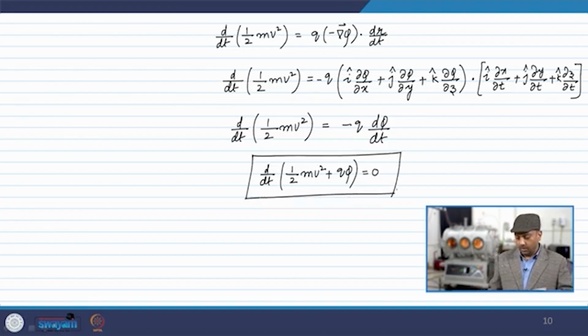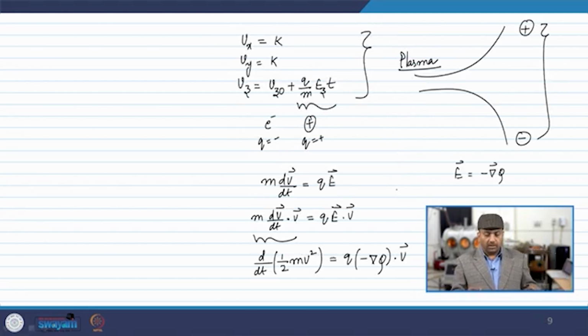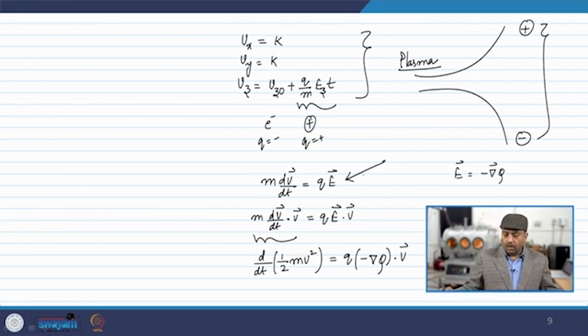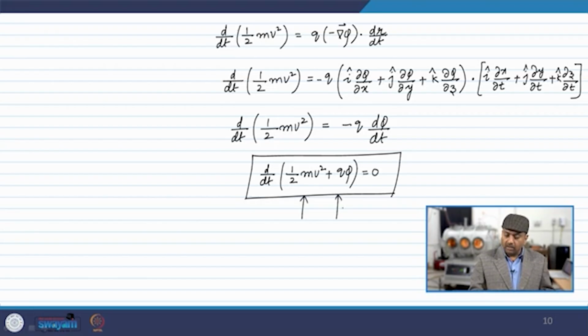What is the meaning of this? I hope you have understood how I got this. I have started with the basic Lorentz force. Now I am not trying to get an expression for the velocity. I have not touched the velocity on the left hand side. I let it remain as it is, but I have worked on the right hand side and have been able to prove that the rate of change of sum of the kinetic energy of the particle, and this is the electric potential energy, right? This is the electrical potential energy and this is the kinetic energy of the particle.